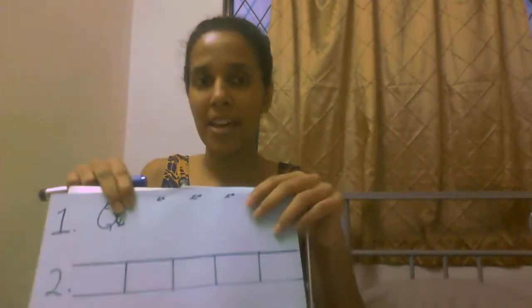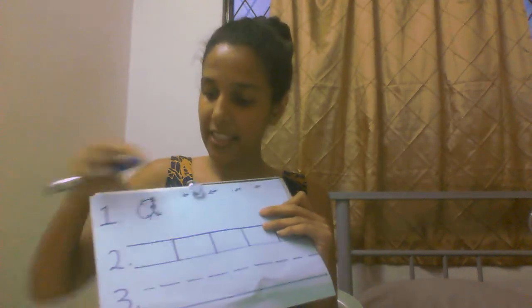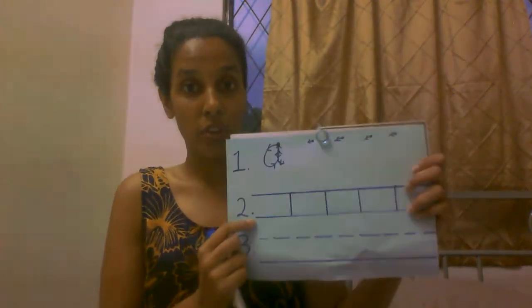Now, for further practice, we can write A on a piece of paper. I've already prepared this paper, so you could use any paper that you have, and you can create a worksheet like this that you can use with your students.